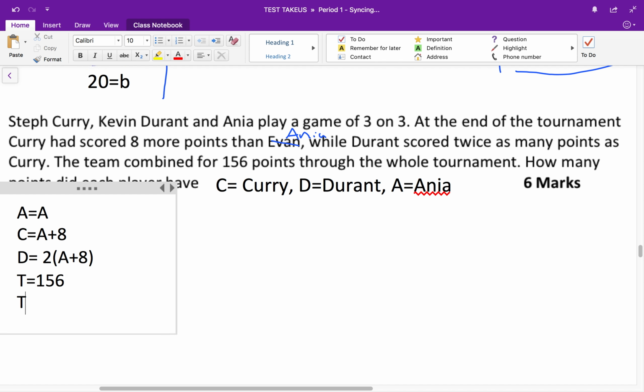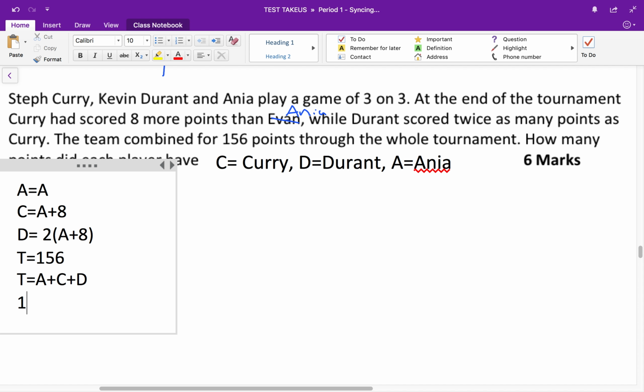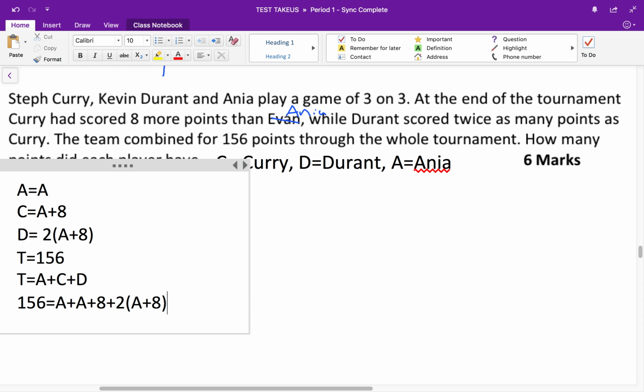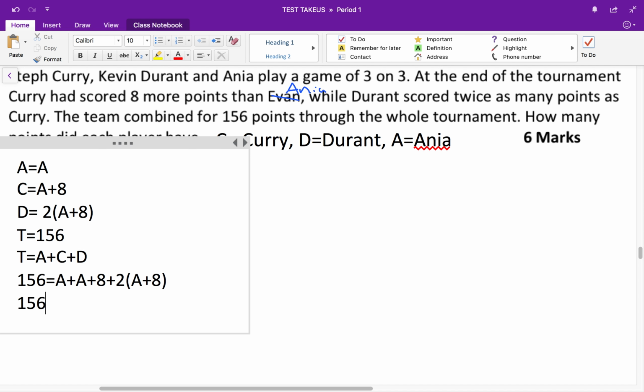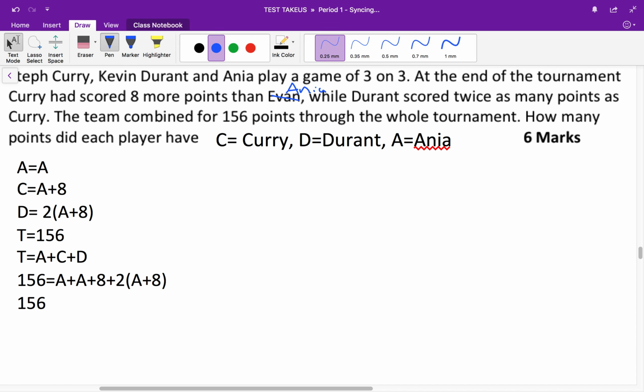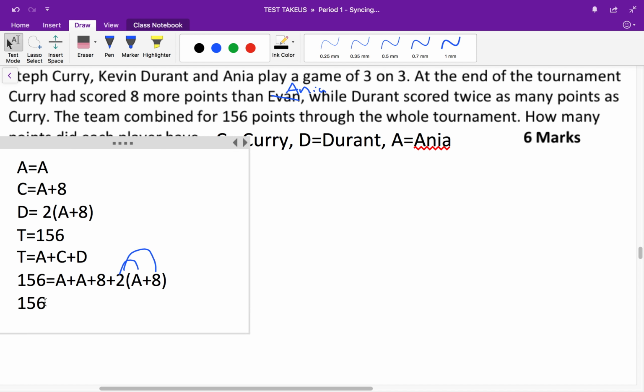So if we go total equals Anya plus Curry plus Durant, then we can fill in what they're all equal to. This is 156 equals Anya's A plus Curry is A plus 8 plus Durant is 2 times A plus 8. Then let's keep going from there. We have 156. We have to rainbow this in here before we can start collecting like terms.